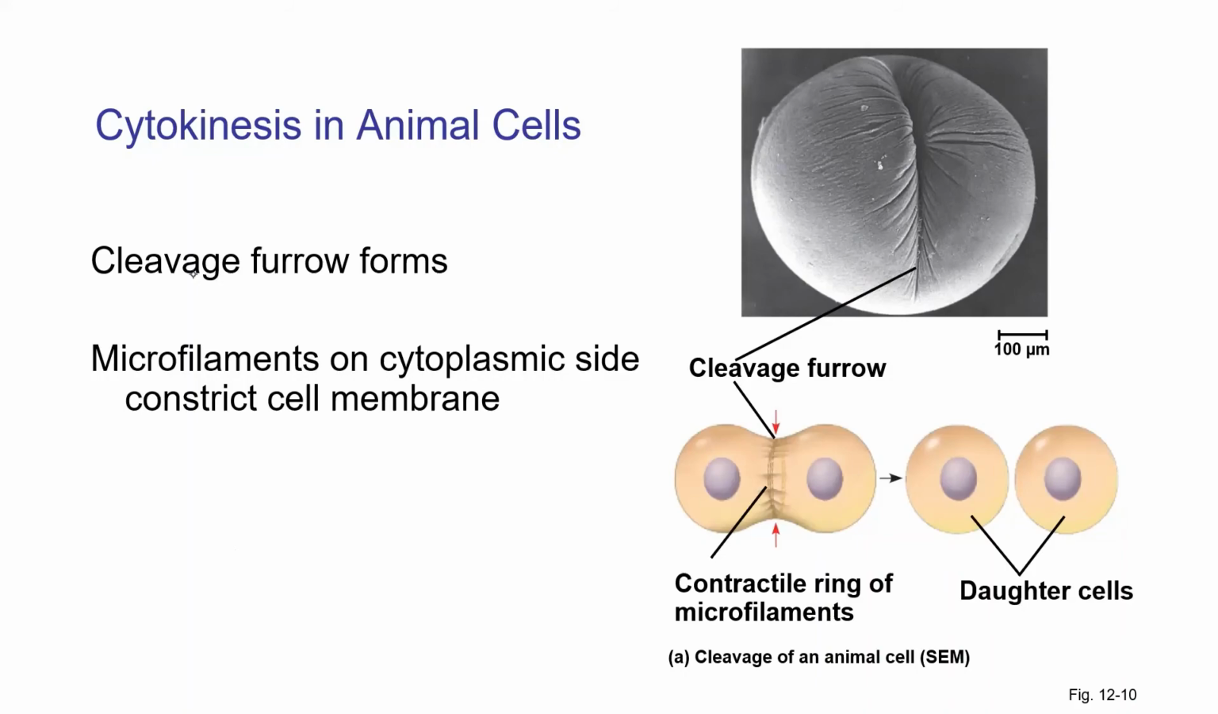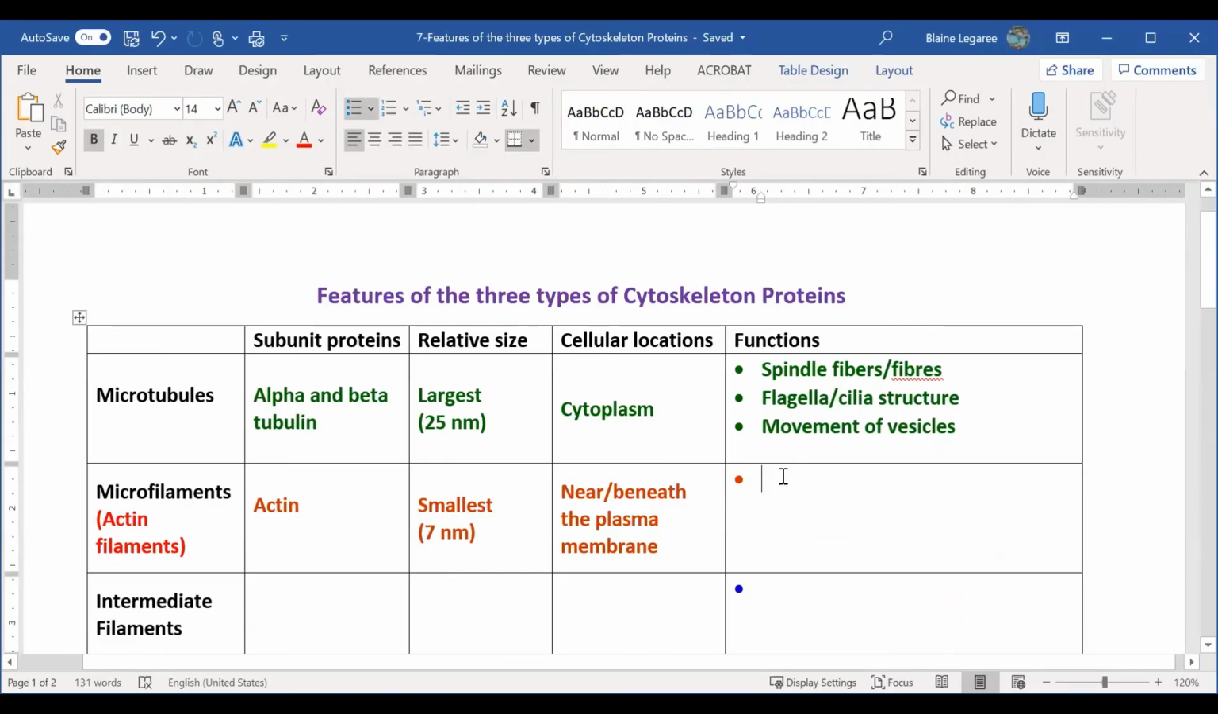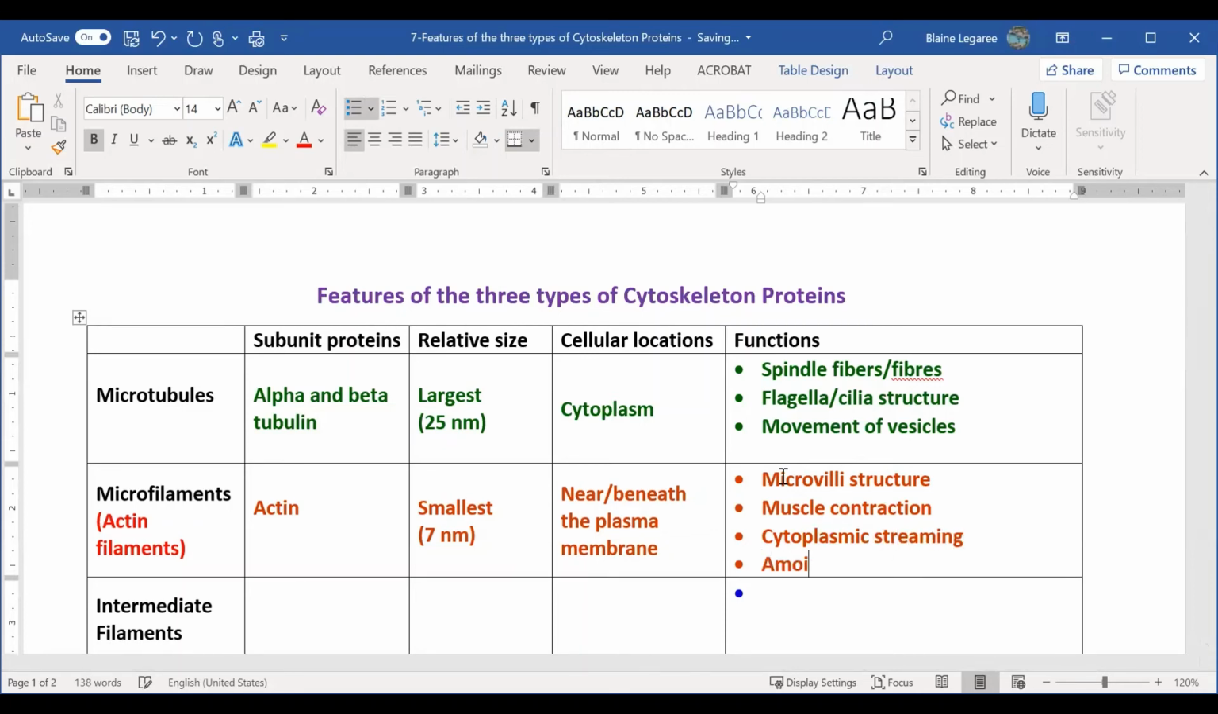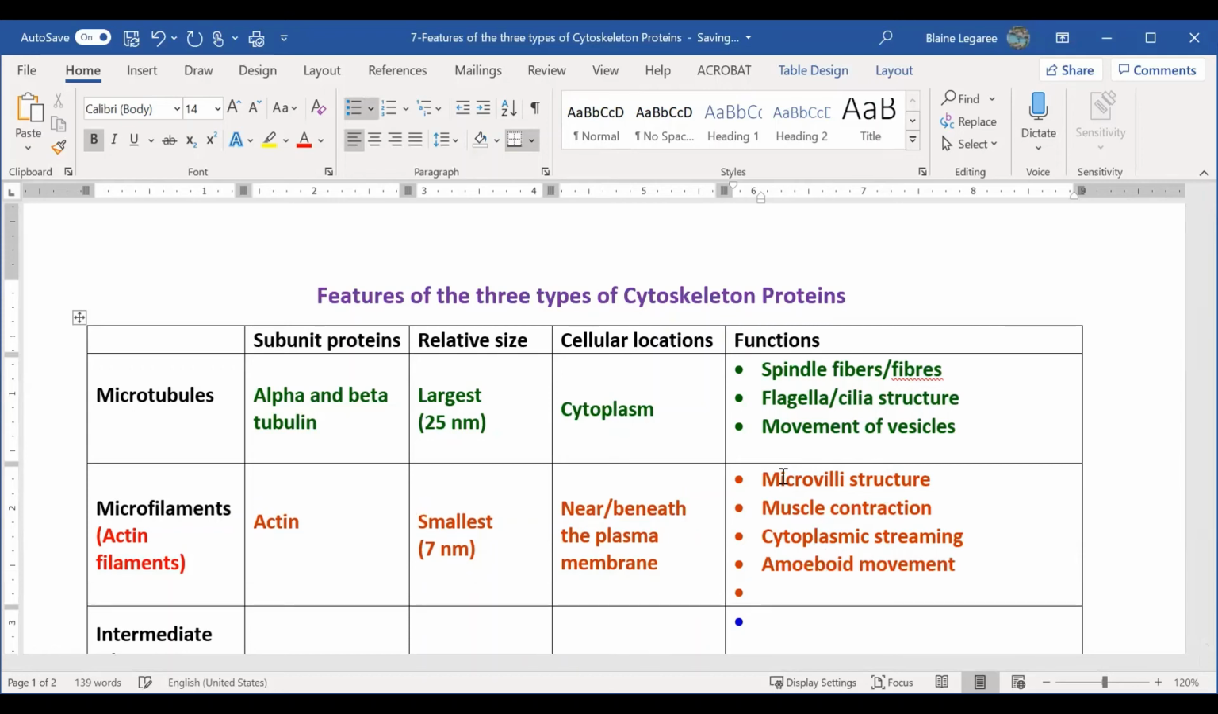Okay, so let us go back to our notes, and we'll fill some of those out. All right, so what were all these things we said? We talked about microvilli structure. My mind's already drawing a blank. Muscle contraction, cytoplasmic streaming, amoeba movement, that's actually called amoeboid movement. And what was that last one? I've already forgotten. A cleavage furrow.